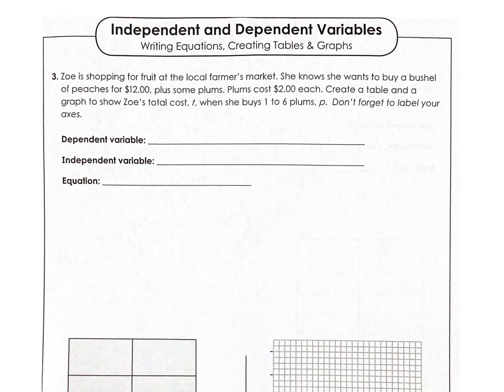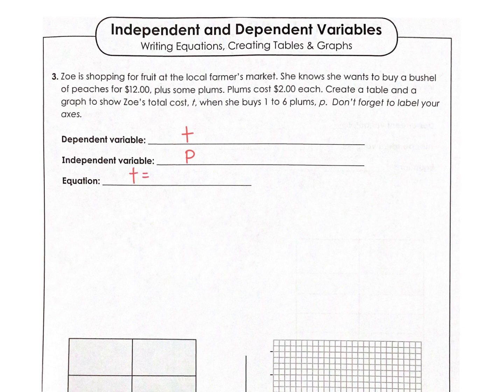Okay, so first, my dependent variable. Is the number of plums I buy going to depend on my total, or will my total depend on how many plums I buy? Your total will depend on the plums. So my total T depends on P plums. Because if I only buy 1 plum, then my total will be less, versus if I buy 6 plums, then my total will be more. So my total depends on how many plums I buy. So my equation will look like this.